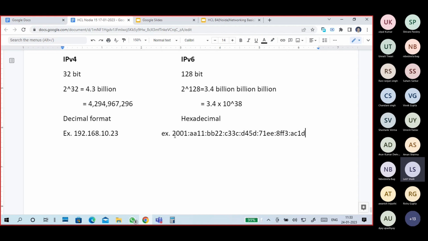People think it should be in the same order. No, it's not. It's a hexadecimal number. So how does it look? I'm just randomly typing some. This is the part.